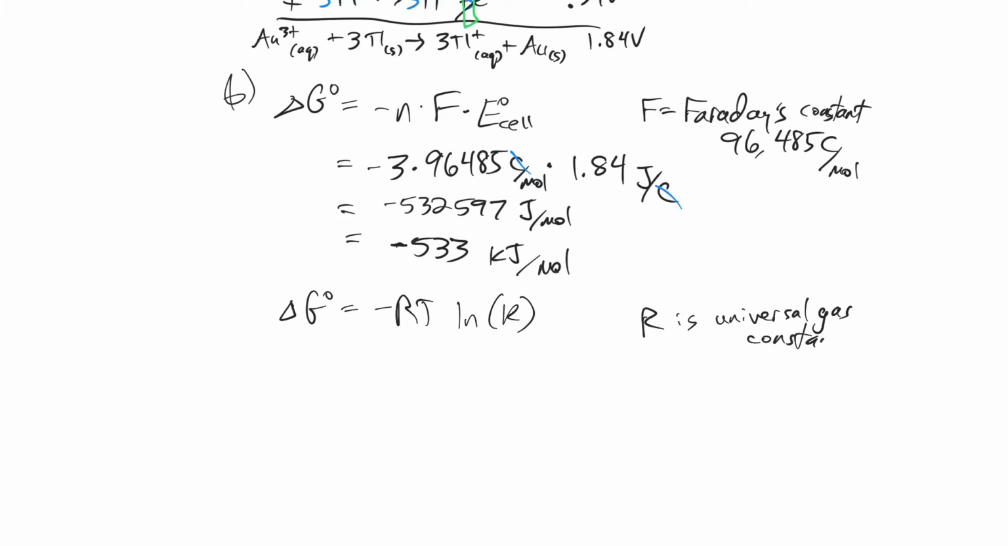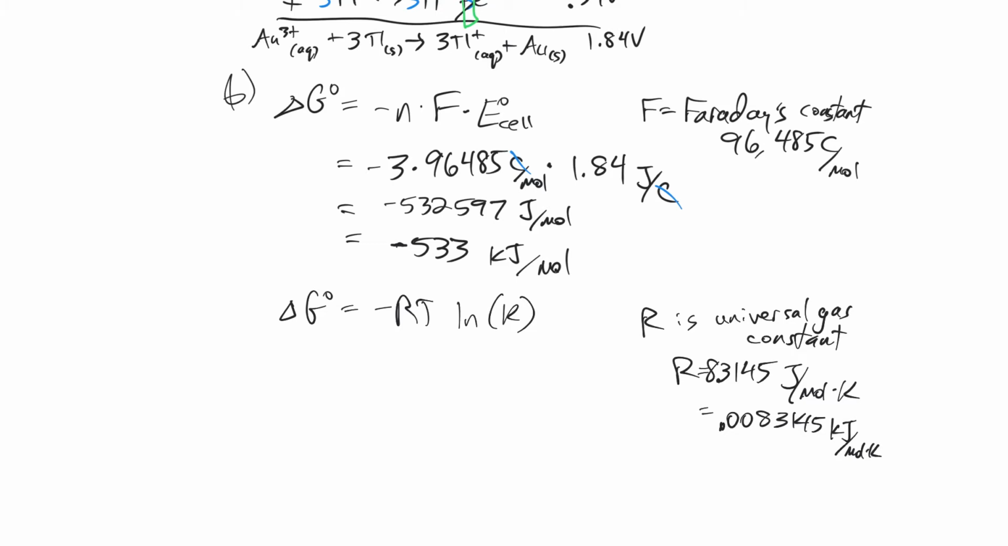Which can be, in this case, an energy. So if it's in an energy equation, you could either state it as 8.3145 joules per mole times degrees Kelvin, or, as will be more helpful for us, 0.00834145 kilojoules per mole times degrees Kelvin.